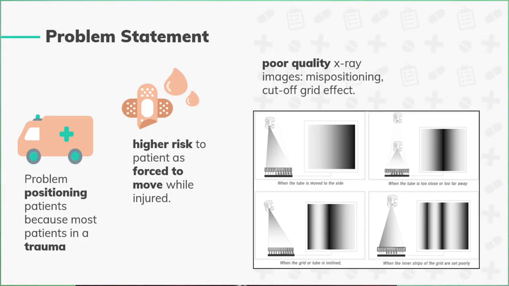For the problem statement, the radiographers are having problems in positioning the patients in capturing lateral X-ray images because most patients come through the emergency room in traumatic conditions. It can also lead to a higher risk of damage being done to the patients as they are forced to move while being injured, and this can cause poor quality X-ray images due to mispositioning of the patient's body and the misaligning of the anti-scatter grid used in X-rays, causing the cut-off grid effect as shown in the diagram below.